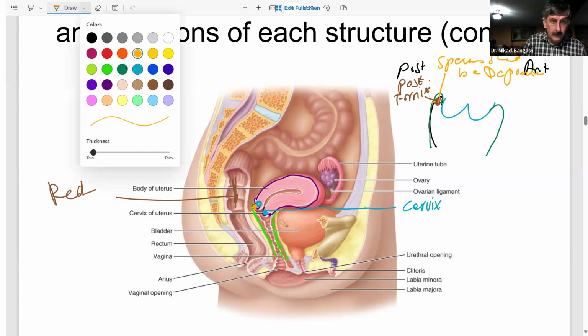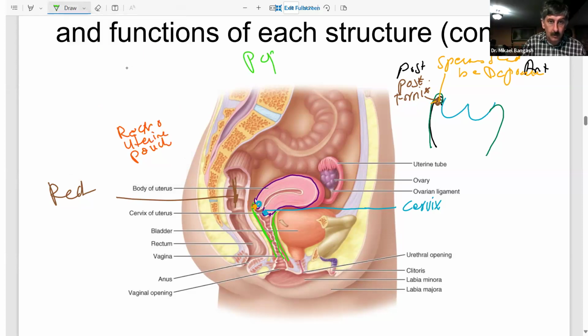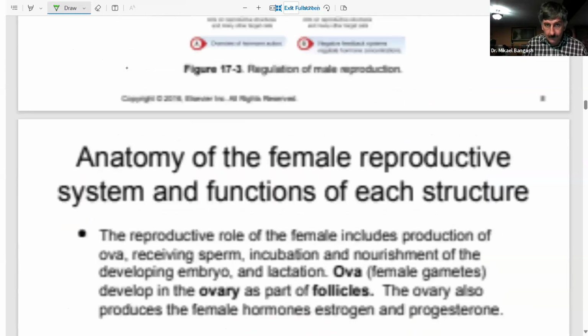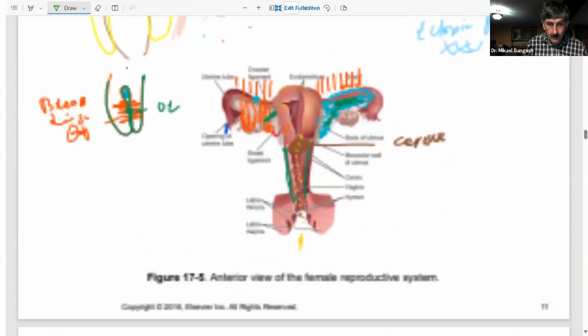Now, from time to time you may hear about something that we call a pap smear, and that's mainly obtained from the cervix as well. Now let's get on to the vagina. Now what is the vagina going to be?